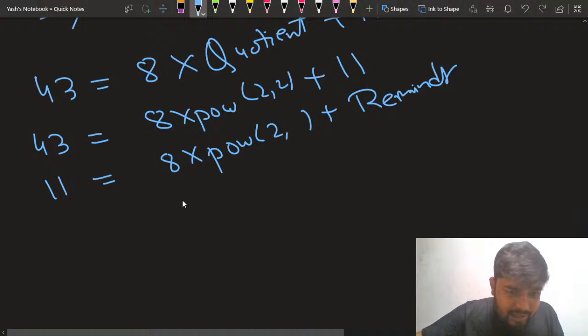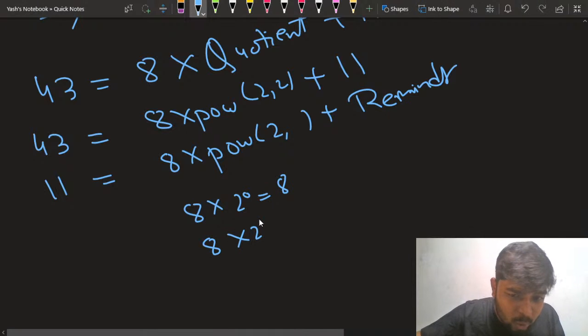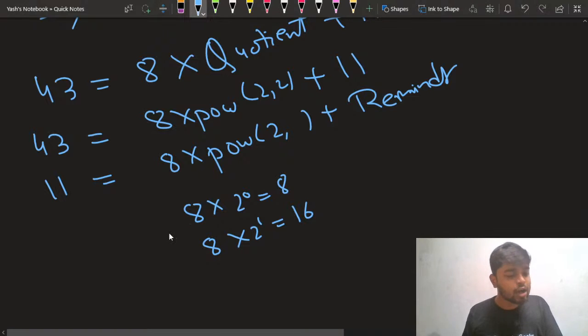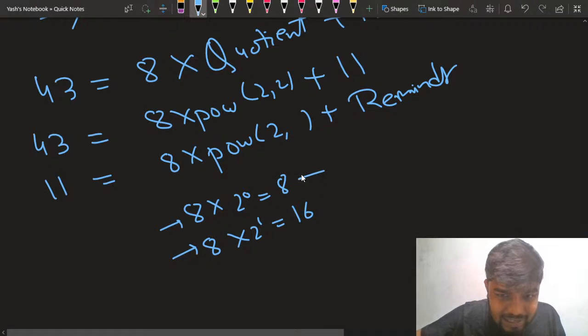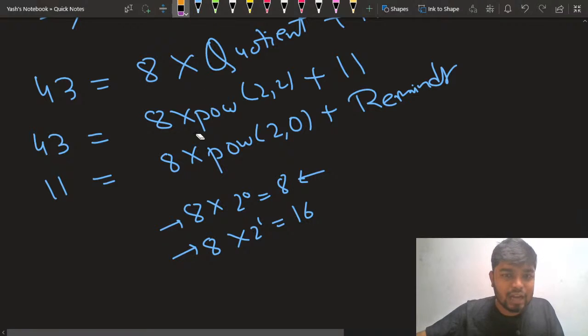To get 11, if I do 8 into 2 to the power 0, I'll get an 8. If I do 8 into 2 to the power 1, I'll get a 16, right? So which is the power of 2 that I should take? Shruti or Sparsh or anyone else, can you suggest which power of 2 I should take? 8 into 2 to the power 0 gives me an 8, 8 into 2 to the power 1 gives me a 16, so I should be taking 0, right? So I'll take this and this will be it. Now what is my remainder?